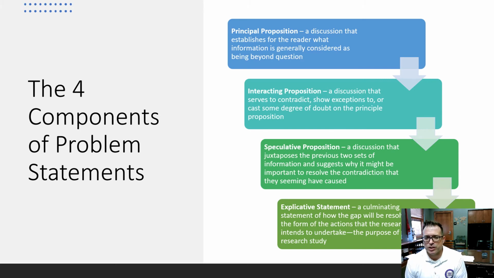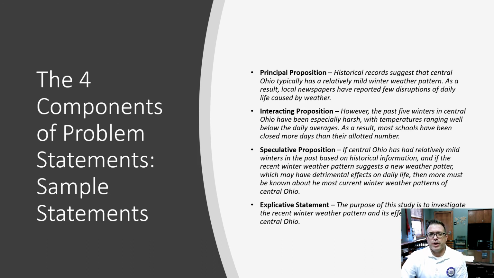A speculative proposition, a discussion that juxtaposes the previous 2 sets of information and suggests why it might be important to resolve that contradiction that they seemingly have caused. An explicative statement, a culminating statement of how the gap will be resolved in the form of actions that the research intends to undertake, right? The purpose of the research study, what you're trying to do. So here's kind of the standard. This is what people think or what we know. This is the thing that problematizes that. This is why that problem matters, and this is what I plan to do about it. So here's some sample, right?